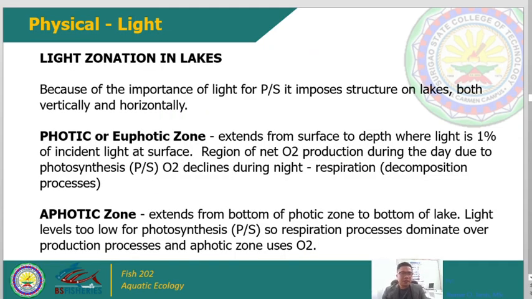Now, another limiting factor in the lake is light, no? Light zonation in lakes. Because of the importance of light for photosynthesis and respiration, it imposes structure in the lakes both vertically and horizontally. Okay? So there is what we call the photic zone and the aphotic zone. Photic or euphotic, that is synonymous. The photic zone extends from the surface to the depth where light is 1% of the incident light at the surface.